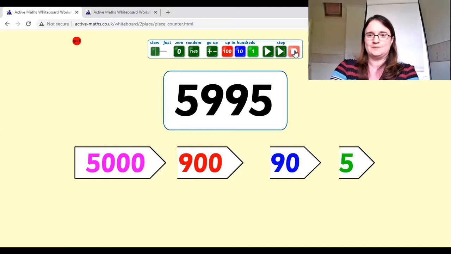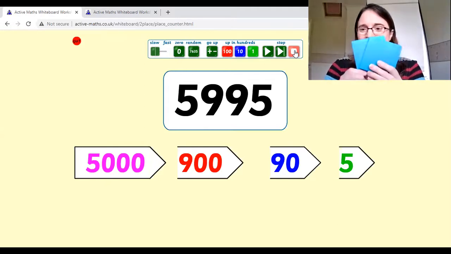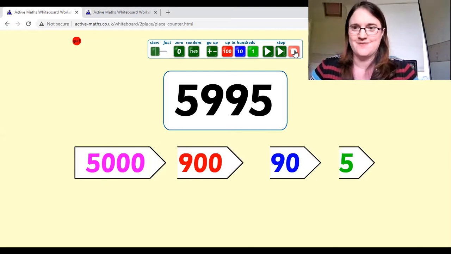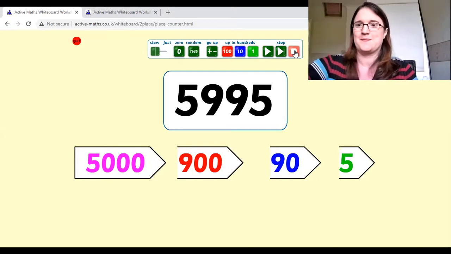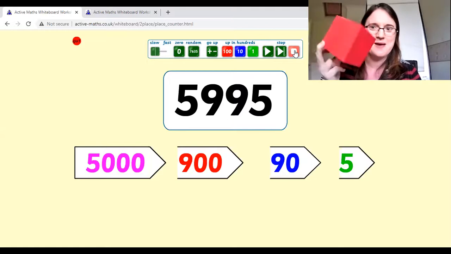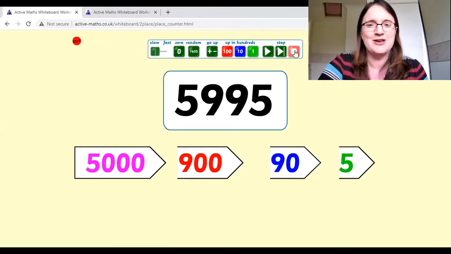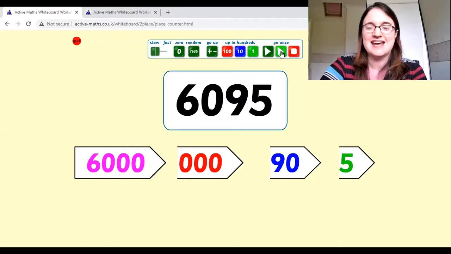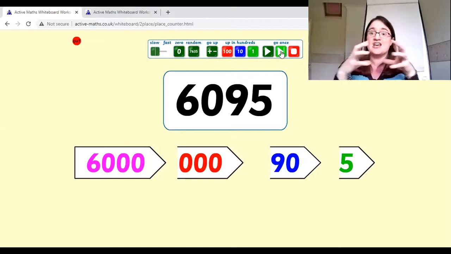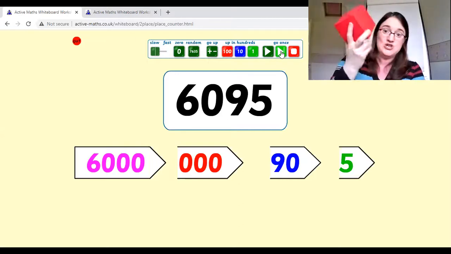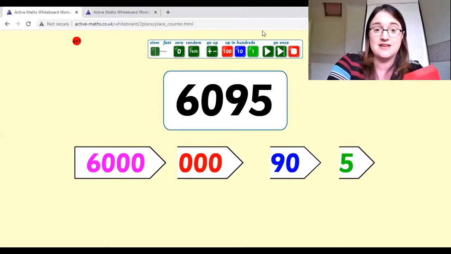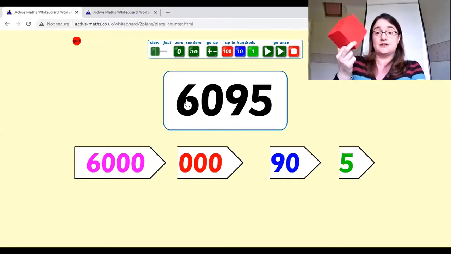100 more. What happens when we have 10 hundreds? What does it become? It becomes one of these, doesn't it? Because 10 of these stack up to make one of these. So can you work out what that next number is going to be? 6,095. Okay, because we've taken those 10 hundreds and we've made a new block of this. So our hundreds number has gone to a 0 because we've exchanged those 10 for one of these thousands. Okay, so we're going up.